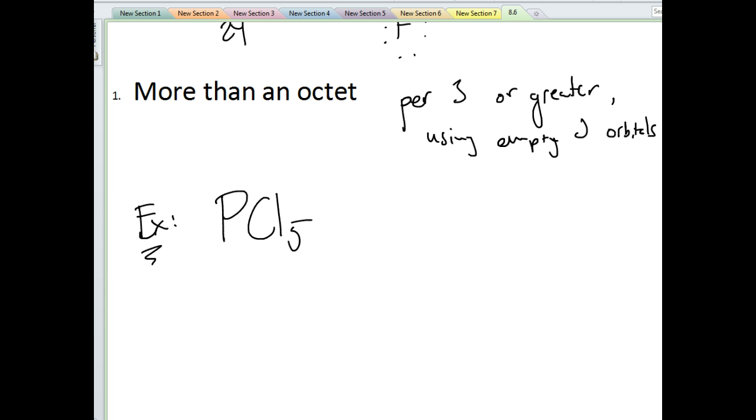PCl5 is a great example of more than an octet. We have a central phosphorus with 5 chlorines around it. If we calculate our number of valence electrons, phosphorus has 5. Chlorine is 7, 5 times 7 is 35. It gives us 40.